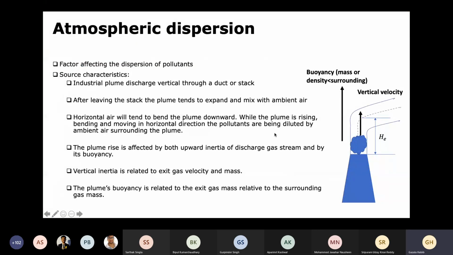Okay, now we know that there are various sources of air pollution, including the industries where you will find both fugitive emission, that means the emission which is coming out from the process and it's area sprayed emissions, and also the emissions from stacks, right?